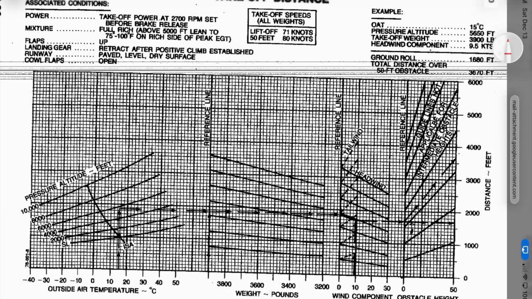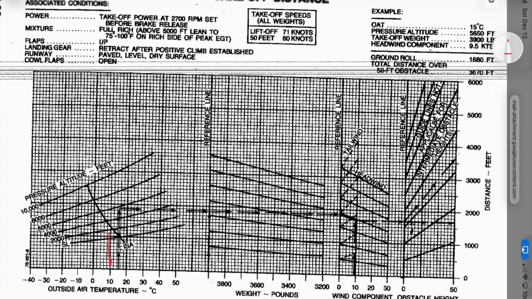All right, our first performance chart we're going to look at is the takeoff distance chart. To use the chart, we're going to go first to our outside air temperature. For this example, it's 9 degrees. So I'm going to draw a line starting from 9 degrees. That line from 9 degrees is going to meet our pressure altitude, which today is 384 feet.